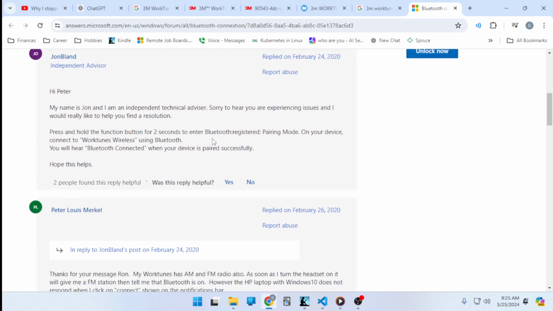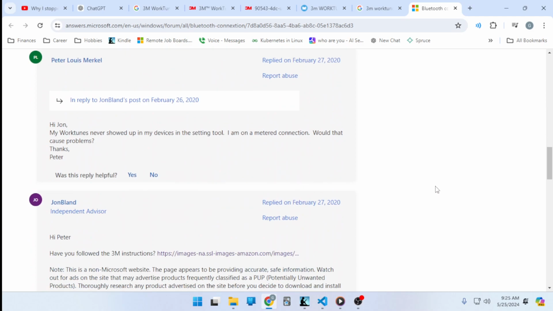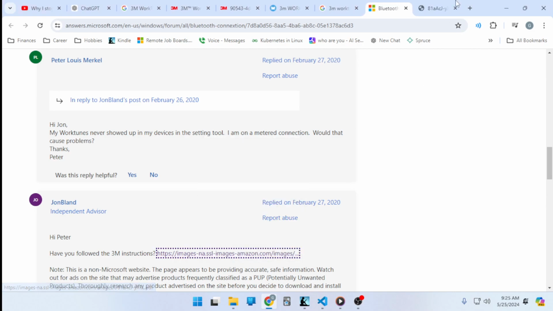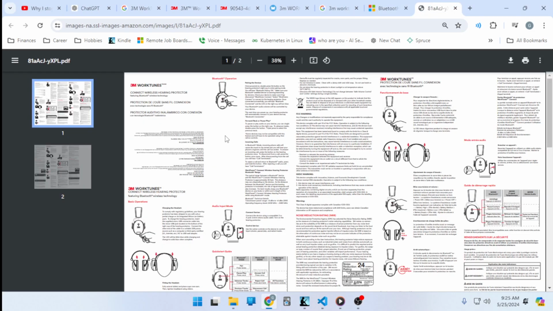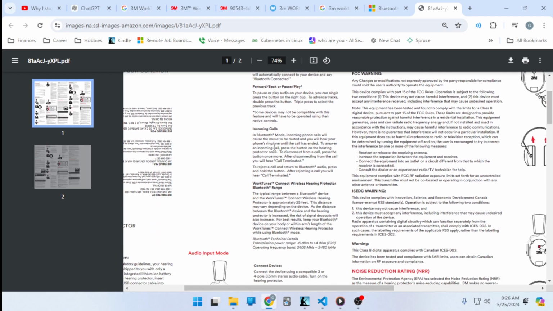Press and hold the function button. Pairing mode. Bluetooth connection. So yeah, I know how to do that. Oh, here's the instructions. Yeah, so follow the instructions. There might be some. Yeah, so make sure Bluetooth scanning, searching. You'll have Bluetooth connected. Forward back play incoming calls. See, I feel like it's in call mode now or something like that.